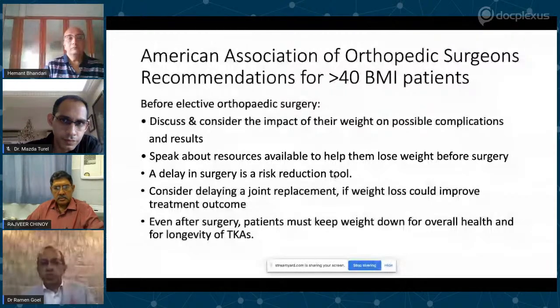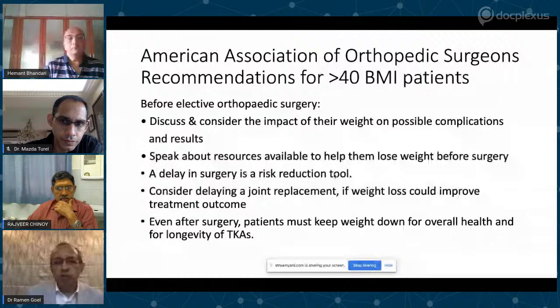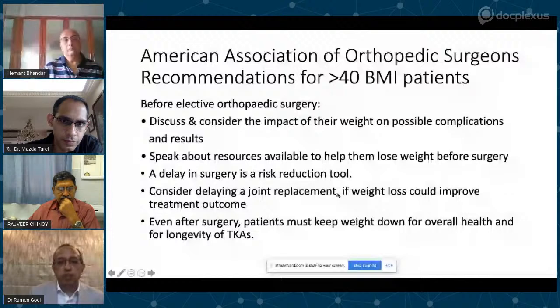Many times patients come and they say, we have so much pain in the knee joint and we want surgery now. We don't want to wait any longer. But one must realize it's in the interest of the patient that an orthopedic surgeon is advising them to delay the surgery. Everybody wants to operate, but they want to be safe. And consider delaying a joint replacement if weight loss could improve treatment outcome.